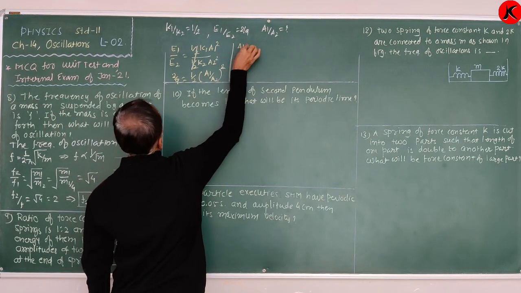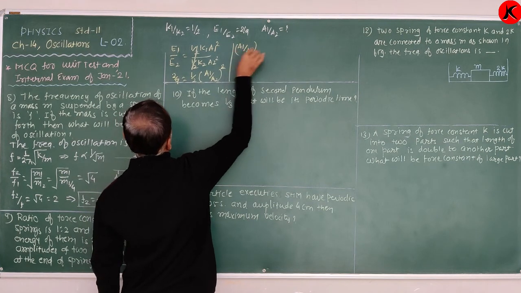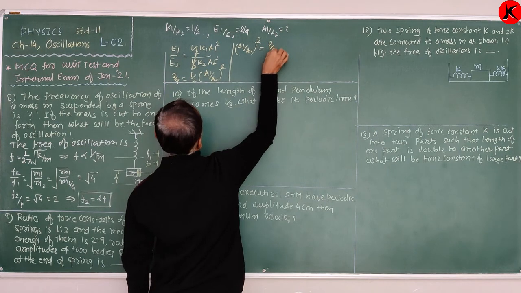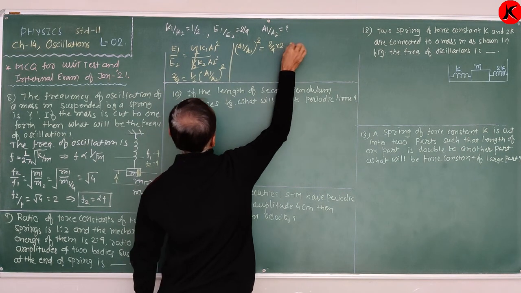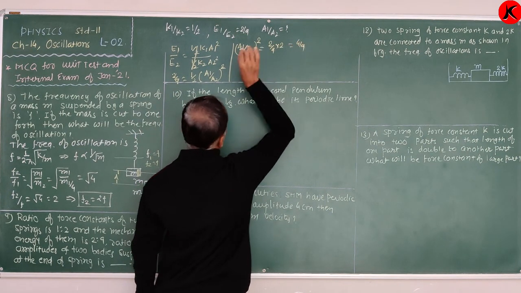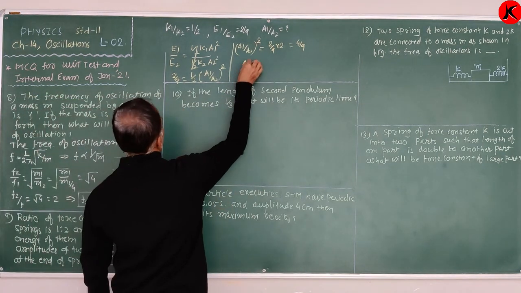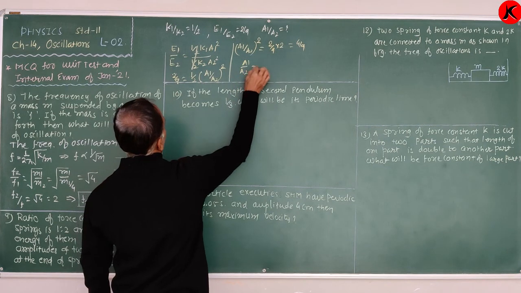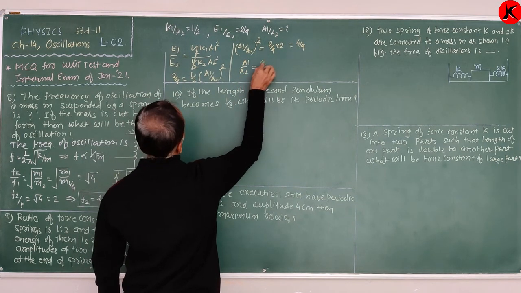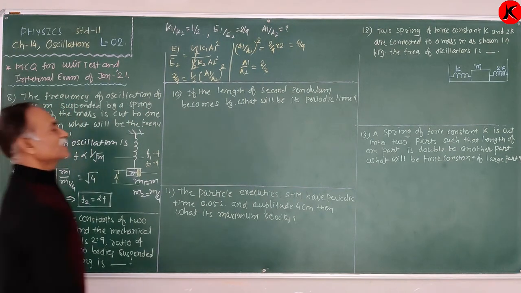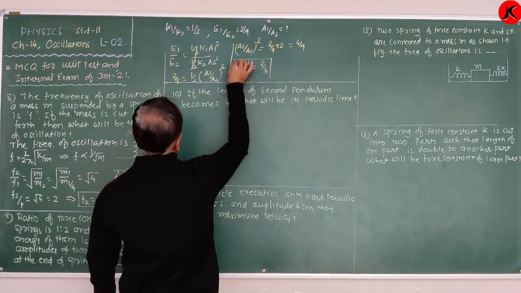Therefore, A1 upon A2 whole square is equal to 2/9 into 2. That means 4/9. Taking the square root on both sides, we obtain A1 upon A2 is equal to 2/3. So there is our answer. We have to find out the ratio of the amplitude.